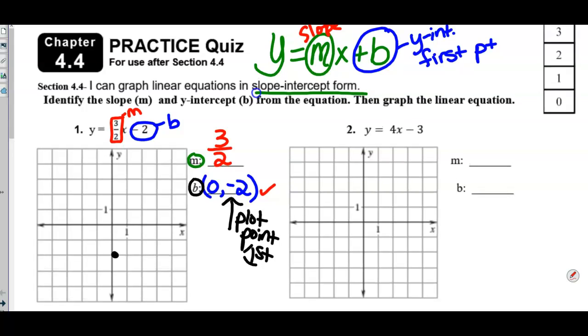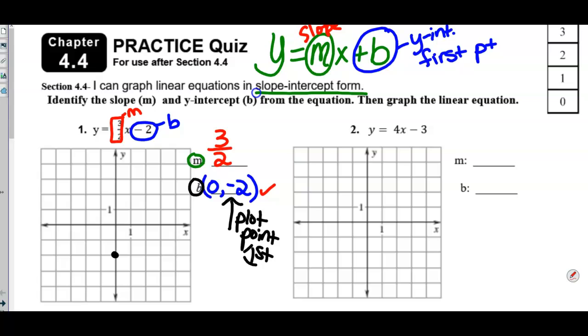Oops, sorry about that. So from this point, I am going to use my slope to rise and run. So the top number tells me how much to go up or down. If it's positive, I go up. If it's negative, I go down. The bottom number tells me how much I go right. We're always going to keep the bottom number positive, so this means we are always going to go right.